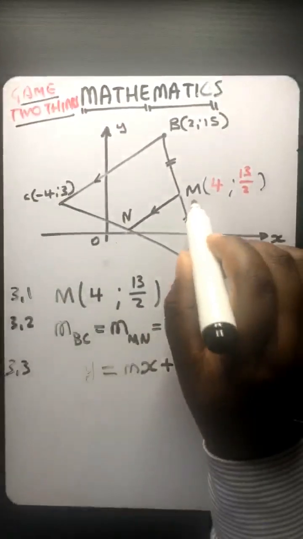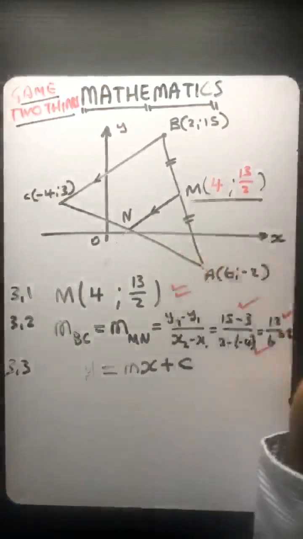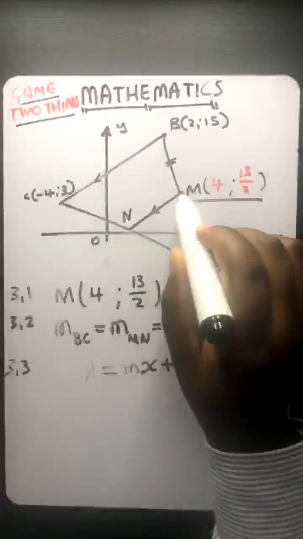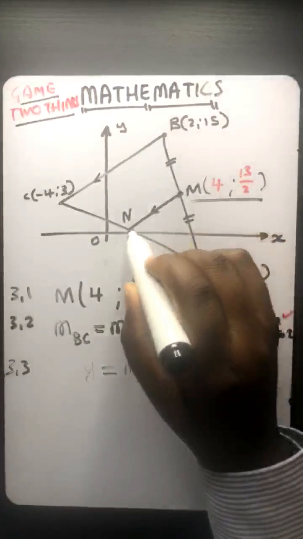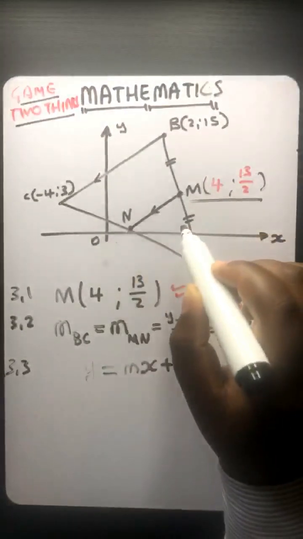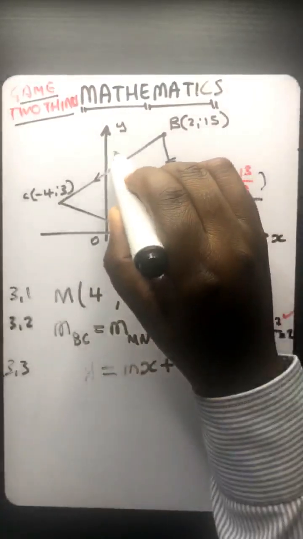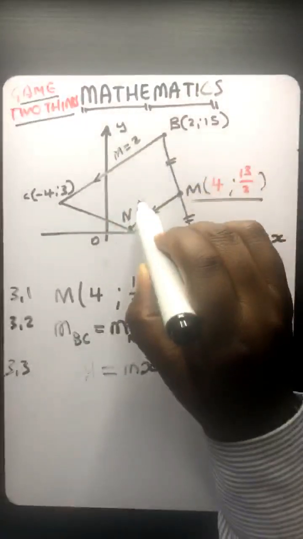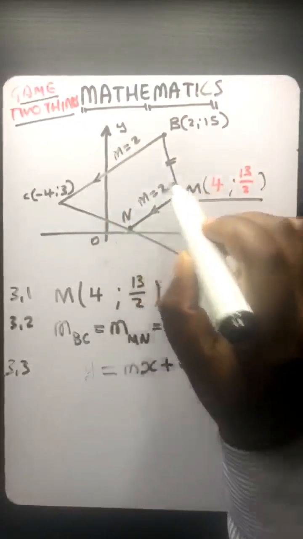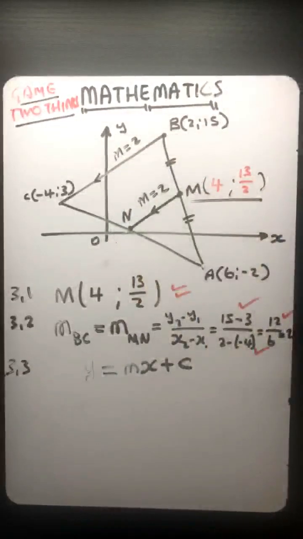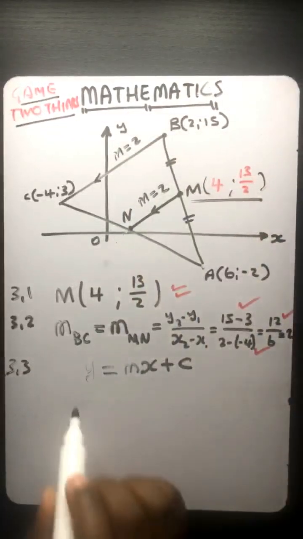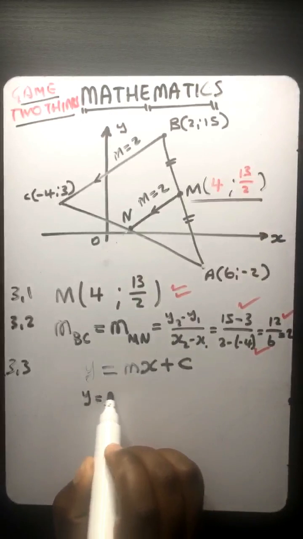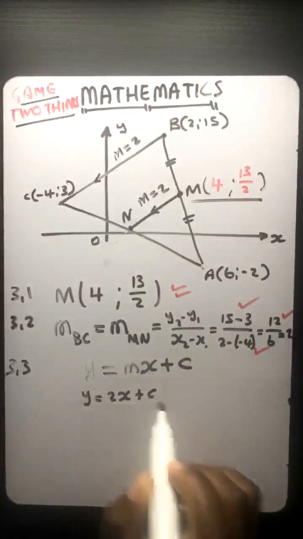You guys confirmed to say the midpoint is that. That means this is the first thing that we know about that line. The second thing is that the gradient of this line, you guys said, is 2. And it means this also is 2. So can you see? You already have y equals 2x plus c.